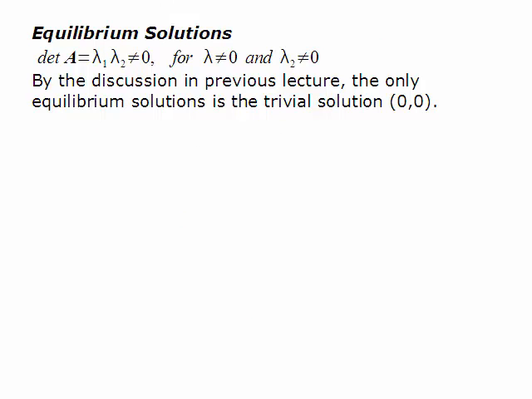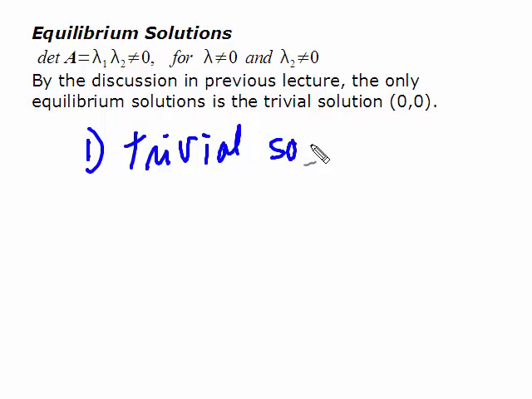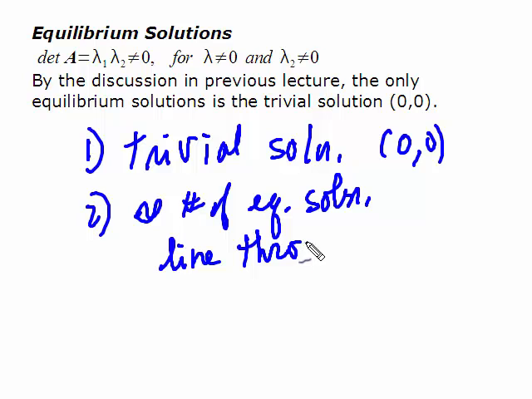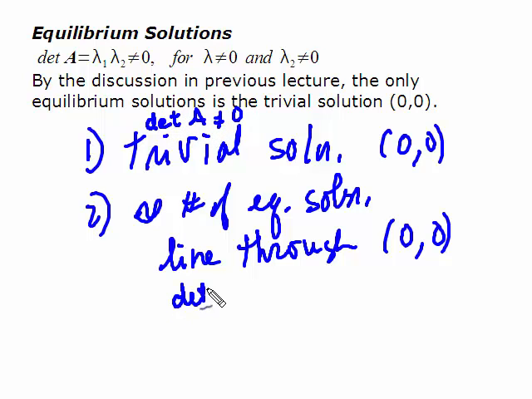Let's look at the equilibrium solution. If you remember, there were two choices for equilibrium solutions for these kind of systems. One was what's called a trivial solution, and that was the origin. And the second was an infinite number of equilibrium solutions, and they would occupy a line through the origin, so they would include the trivial solution itself. The determining factor between these two cases was the determinant of A. In the first case, the determinant of A is not 0. In the second case, the determinant of A is 0.